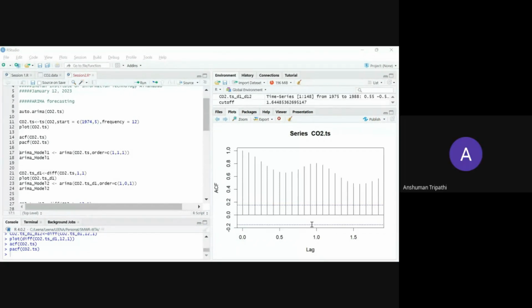Ma'am, auto dot arima function is not found. Do you have the forecast library loaded? Yes, ma'am. I think 1 minute. Just check. Okay, ma'am, understood. Okay. Anything else? Anybody has any other queries, questions?